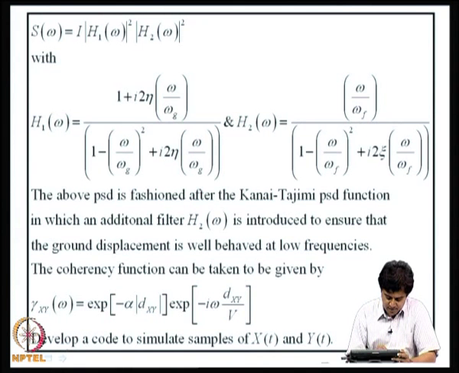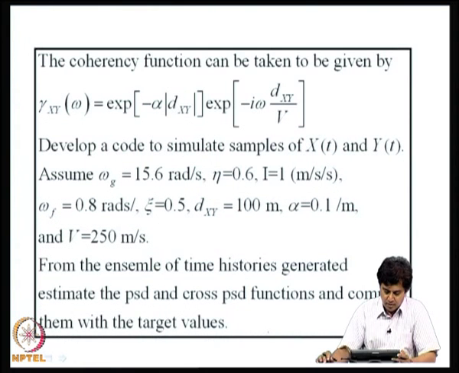So, the problem on hand is to develop a computer code to simulate samples of x of t and y of t, and to facilitate that exercise, some numerical values I have suggested here. Ground natural frequency is 15.6 radian per second and so on and so forth. So, the exercise consists of simulating maybe say 5000 samples of x of t and y of t, and then, from that ensemble of time histories, estimate the power spectral density function matrix and compare it with the target PSD matrix.